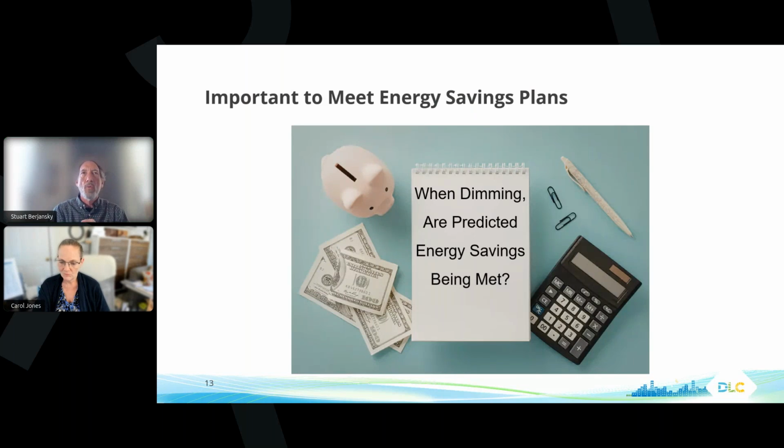But what happens when the fixtures that are being installed today, many of which are dimmable, are dimming? Are you meeting that predicted energy savings? That's one of the key things, right? So we've got 0 to 10 volt systems today, and then we've got DALI systems or digital systems that we're talking about as well. This is where it becomes really important to understand what the differences are in the different technologies, right? So you have reliable and accurate data, and the reporting becomes really important.